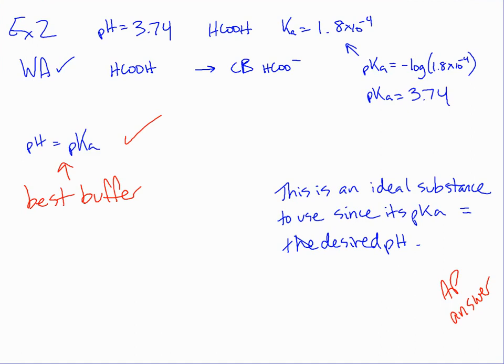Examples 2b and 2c are going to illustrate 2 ways that you could create this ideal buffer. So we already said since this buffer is at the halfway point, pH equals pKa. Number of moles of formic acid equals number of moles of HCOO minus.